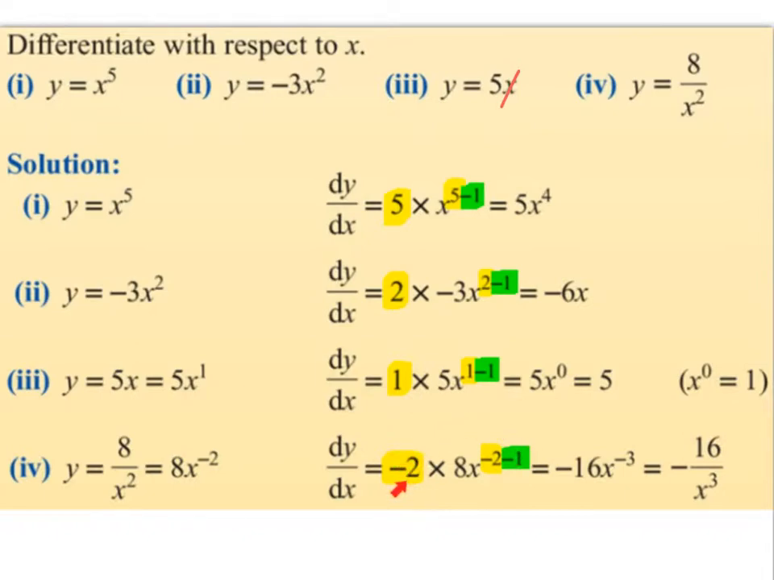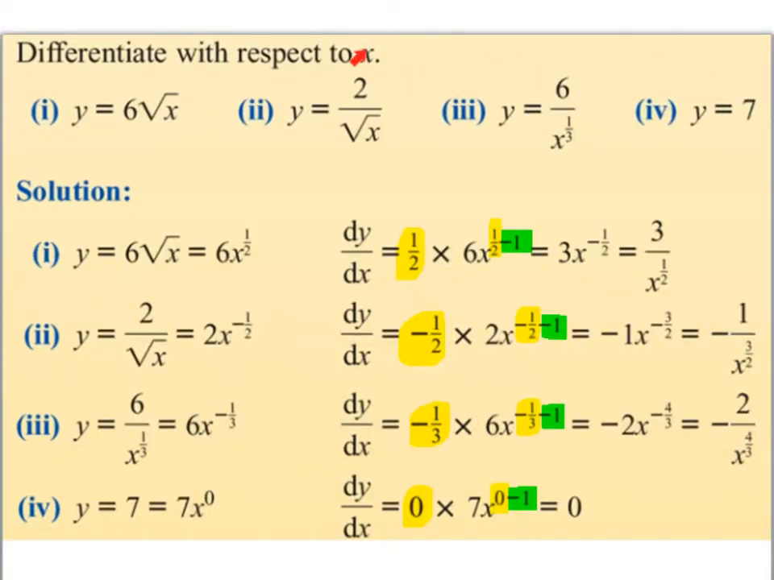So we have minus 2 multiplied by 8x is minus 16x. And minus 2 minus 1 is minus 3. And then we rewrite this again using our power rules to get minus 16 over x to the power of positive 3.